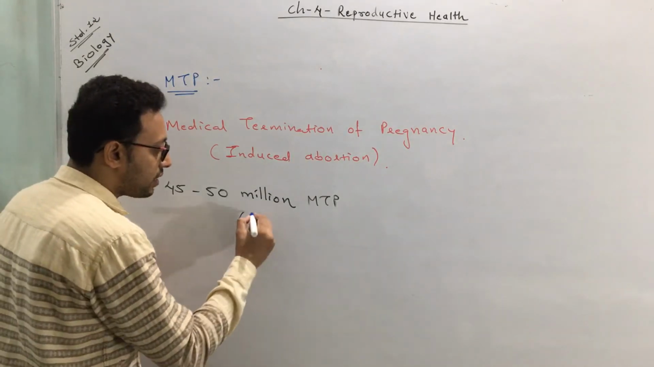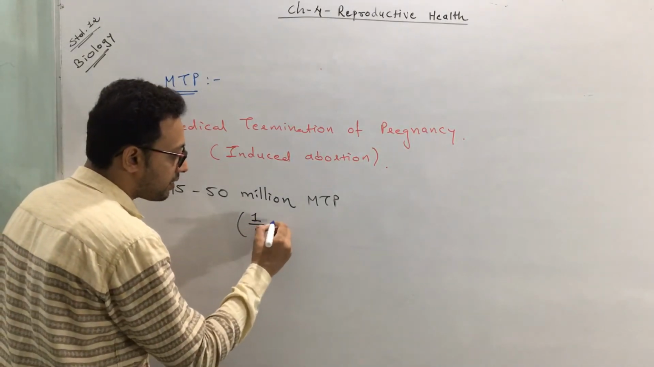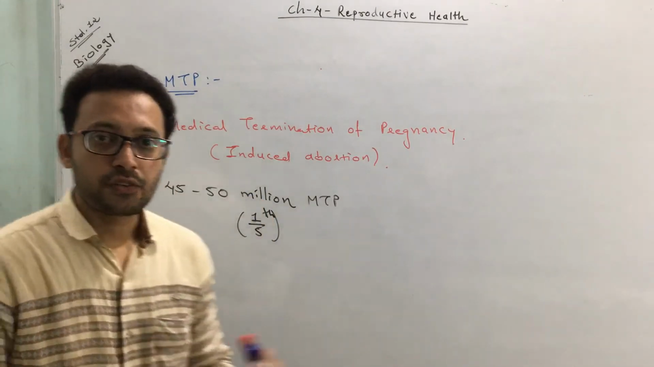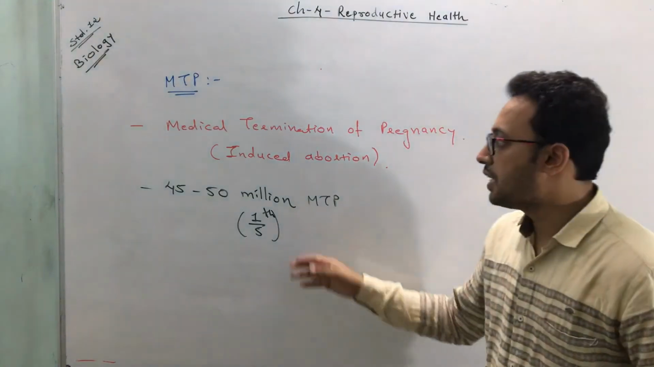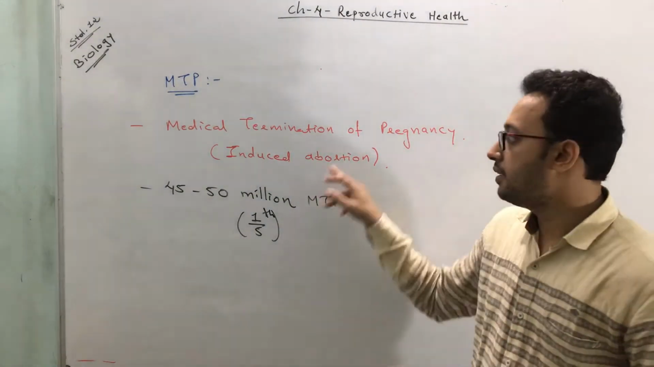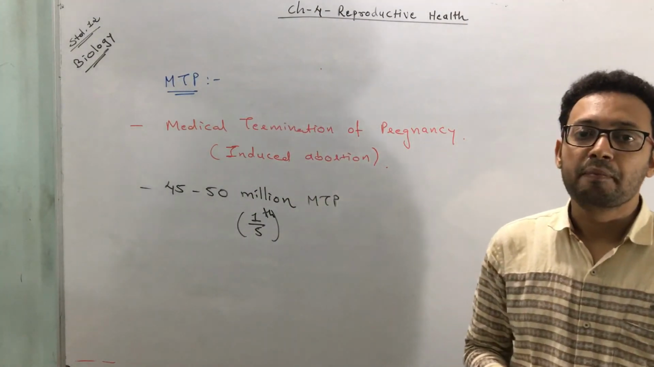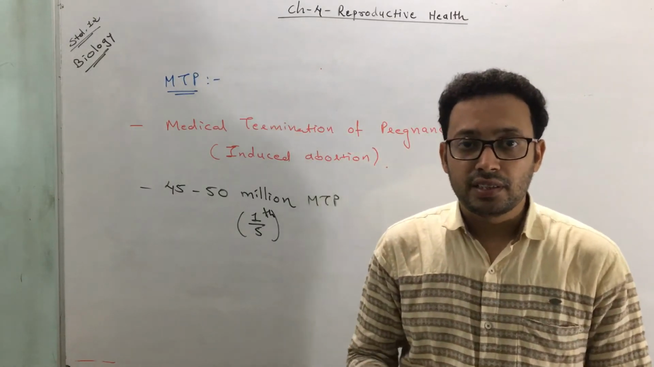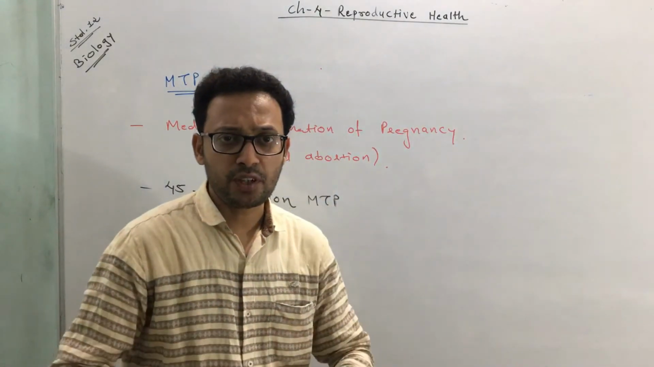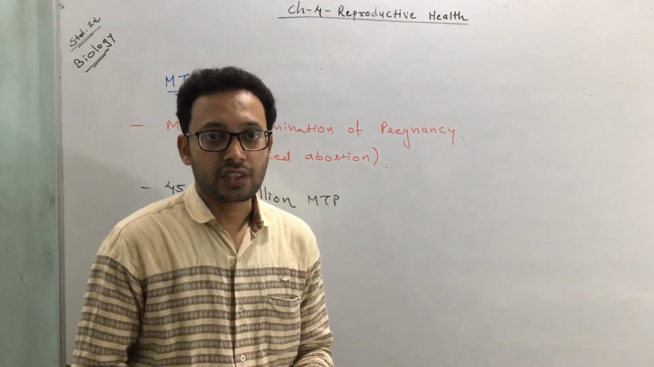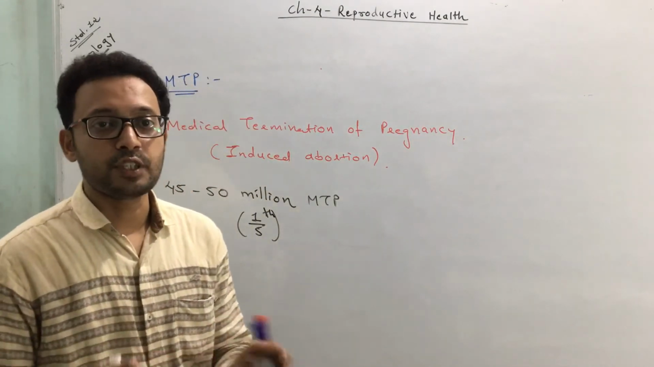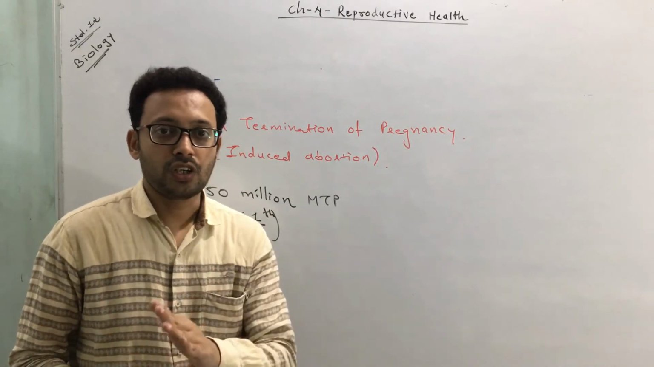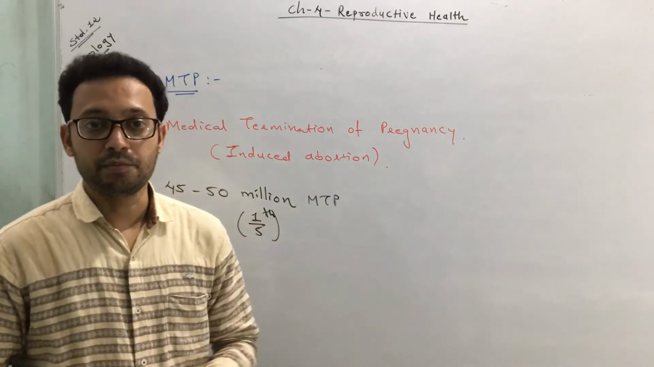That is what it indicates: one fifth of births, whatever the number of births, one fifth of them has been aborted medically. That is called medical termination of pregnancy. This procedure has to be performed or not is a subject of debate, whether abortion has to be done or not.